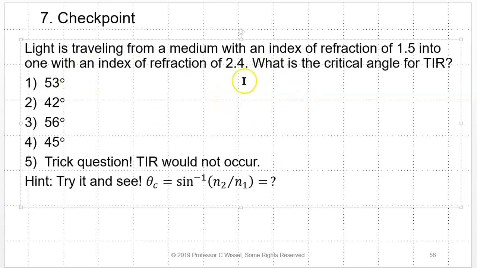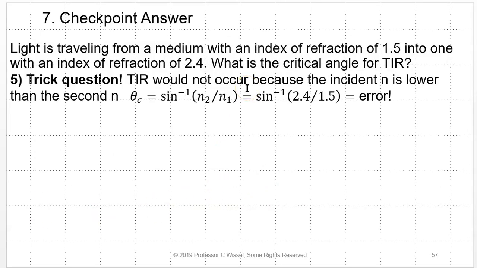Light is traveling from a medium with an index of refraction of 1.5 into one with an index of refraction of 2.4. At this point, your brain starts to say, wait a minute, there's something wrong with this question. I'm going from a lower to a higher index of refraction. TIR will not occur. This is a trick question, and this one shows up on tests, so you might want to write this in your notes and put a little sticky on it or something.